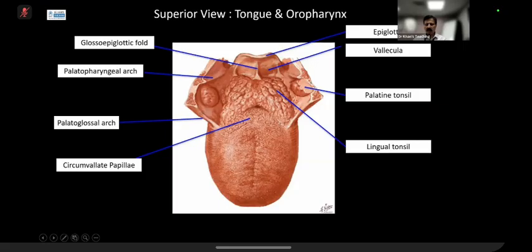Also known as, an easier name to remember is anterior pillar of the tonsil. So this anterior pillar of the tonsil is the boundary between the oral cavity and the pharynx. The pillar itself is considered part of the oropharynx. So this is the anterior pillar, circumvallate papillae. This is all oral cavity. Posteriorly, this is the base of tongue on which the lingual tonsil is sitting, and these are the palatine tonsils.